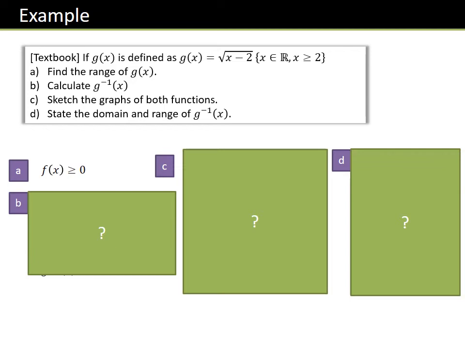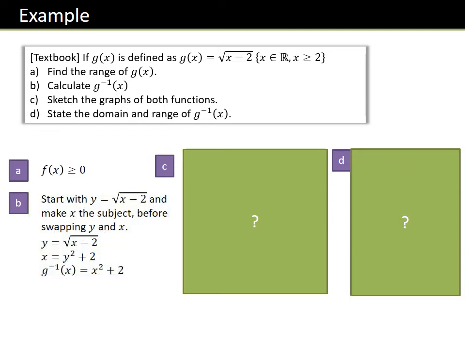So now we want to find the inverse of the function. So remember what we do to find the inverse. First we write our function out in terms of y, then we rearrange to make x the subject, then we sort out the notation. So this means start with y equals the square root of x minus 2, we then rearrange, so the function g to the minus 1 of x is x squared plus 2.